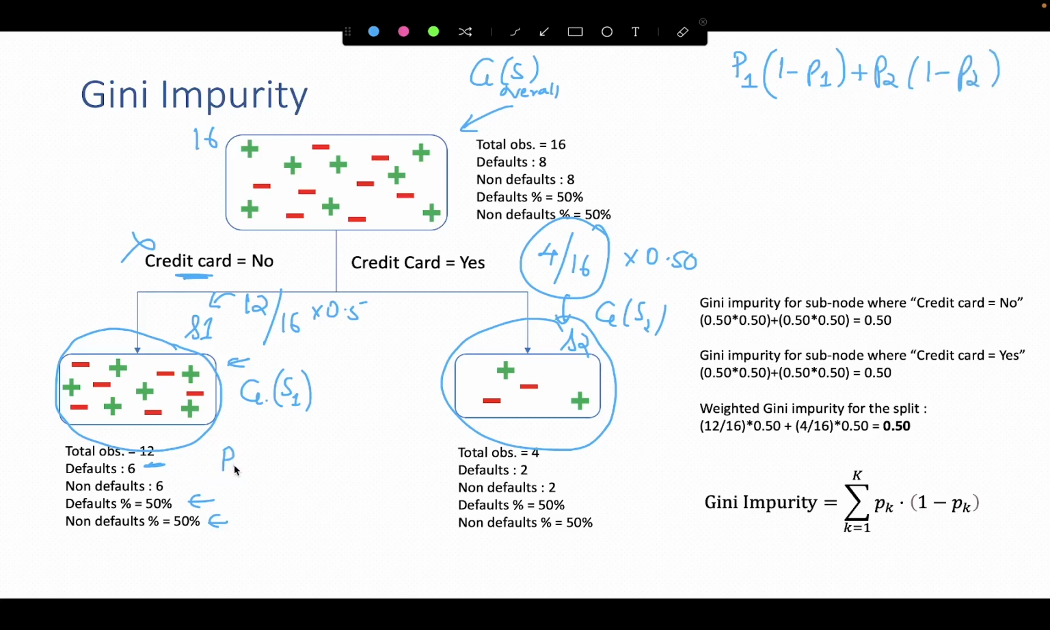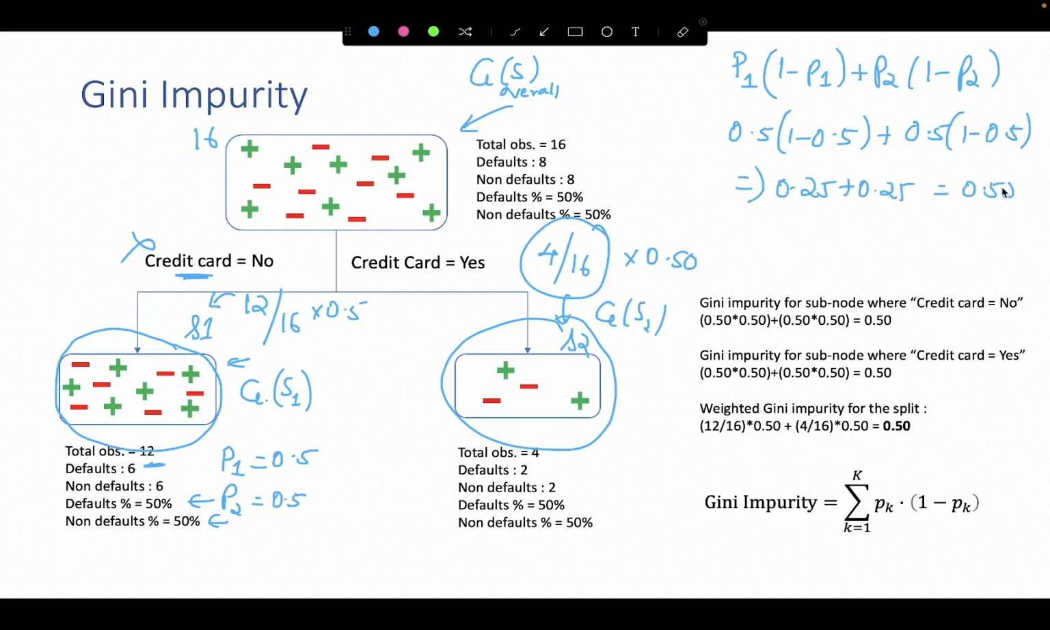So we clearly understand that P sub 1 is going to be 0.5 since 6 out of 12 are going to be defaults. P sub 2 again is going to be 0.5. 6 out of 12 is going to be non-defaults. So clearly 0.5 multiplied by 1 minus 0.5 plus P2 again is going to be 0.5 here. 1 minus P2, that is 1 minus 0.5, will result in 0.25 plus 0.25, which is going to be a value of 0.50, which I have mentioned here.